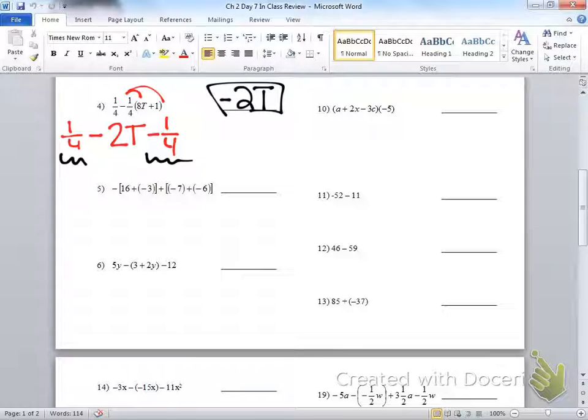Ooh, number 5, we got some order of operations happening. I'm going to keep that negative out front. I'm going to work inside the first set of brackets. What is 16 plus negative 3? 13, good. The signs are different, so you subtract the numbers. Keep the sign of the larger one. So I had more positives than I did negatives, so 13. Now, in the back, you have another set of brackets. Negative 7 plus negative 6. What is that? Negative 13.